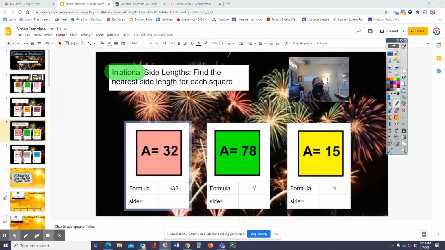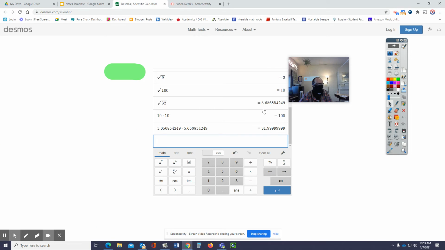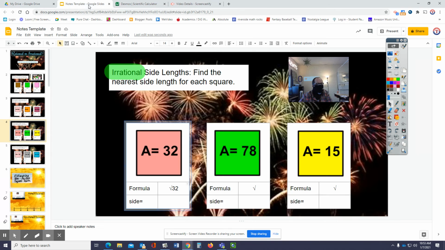Now, I can round the square root of 32. Again, when I came back over here, I could say it's about 5.7. So when I click down here in the slide, I'll say about 5.7, but that's about as close as I can get. It's not going to be exact. So your irrational squares here are not going to be exact numbers. They're going to be giant decimals, and they're just going to kind of be close enough. Let's look at the next one here.